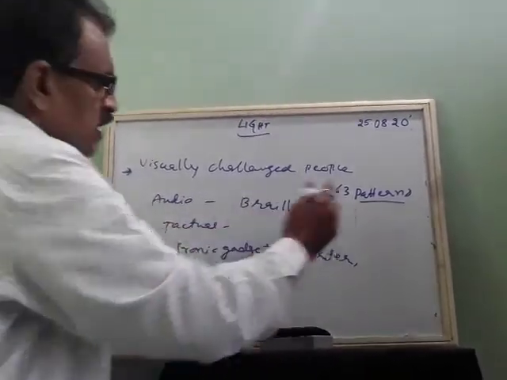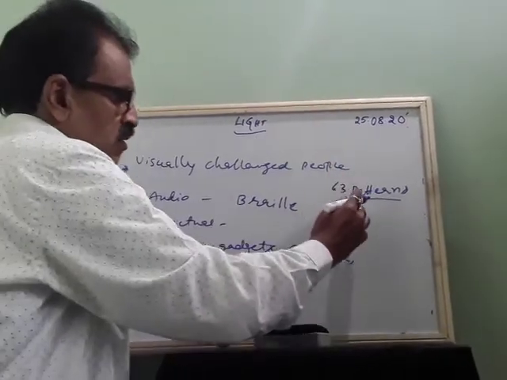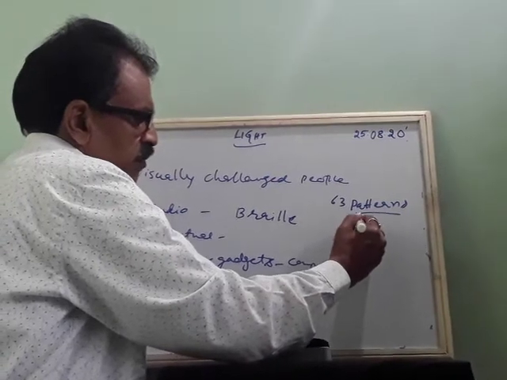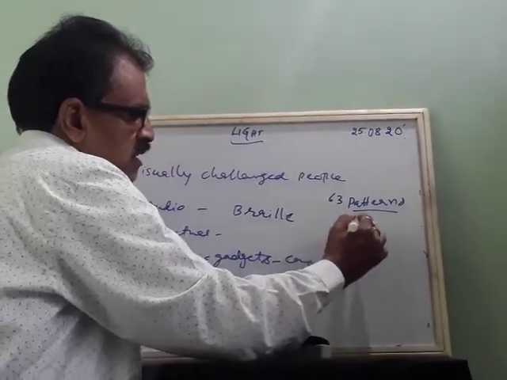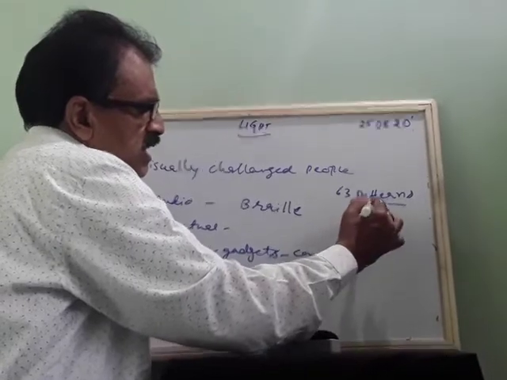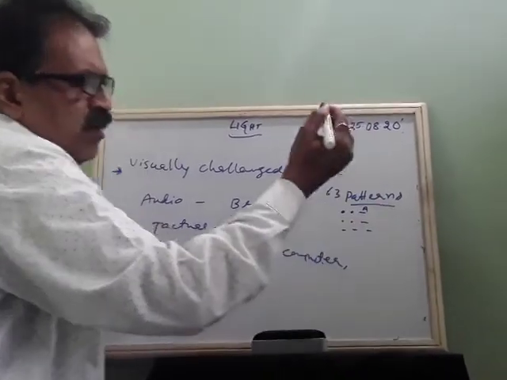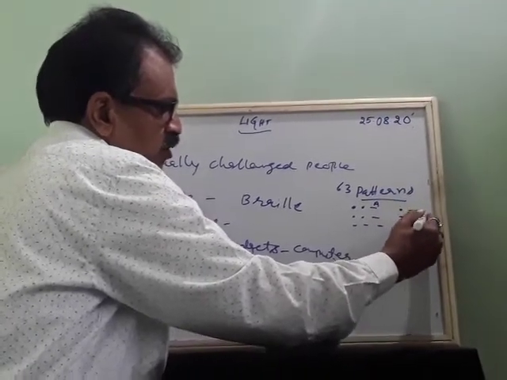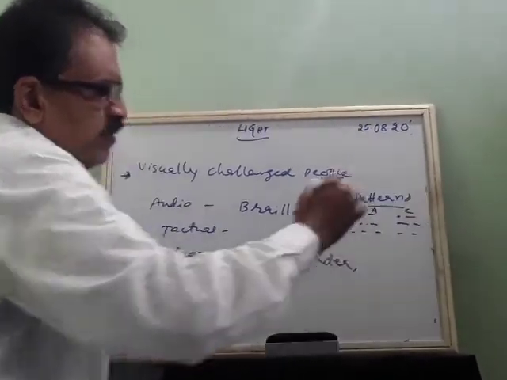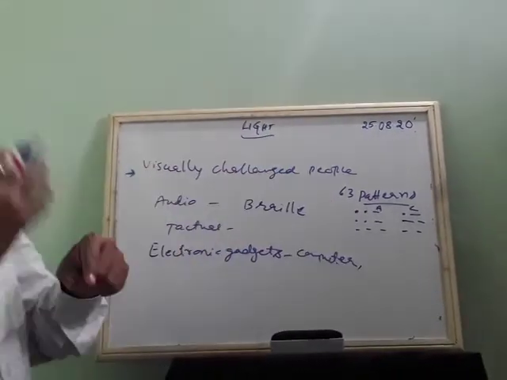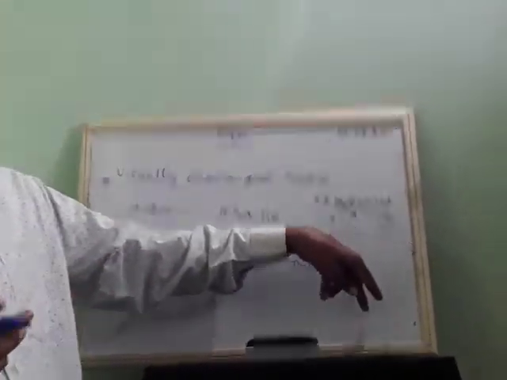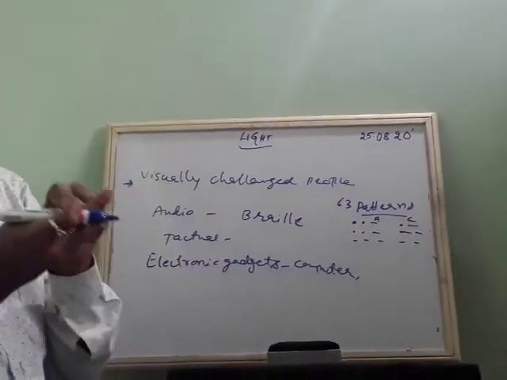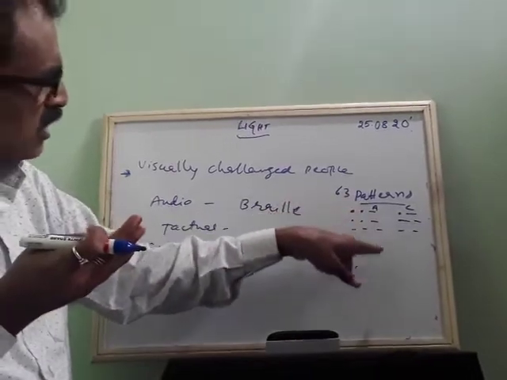Suppose the pattern contains 2 columns and 3 rows, like this: 1, 2, 3. If they write like this, it indicates the alphabet A. Okay. Suppose there is only one dot like this. If only one dot like this is there, this indicates C. So different embossed dots will indicate different patterns, and in this way they are able to read the alphabets by using the sense of touch. This becomes a tactual aid.